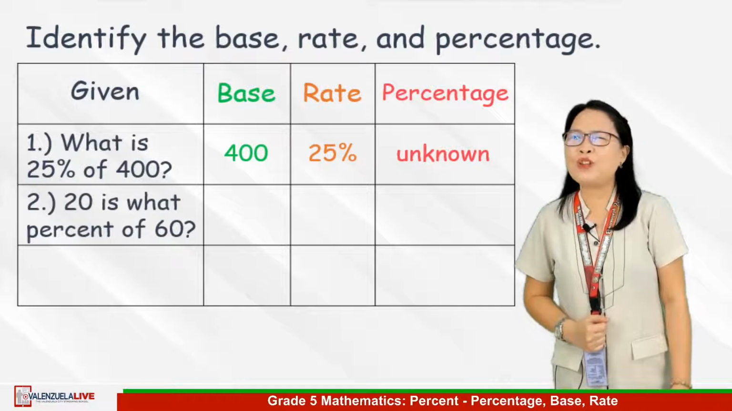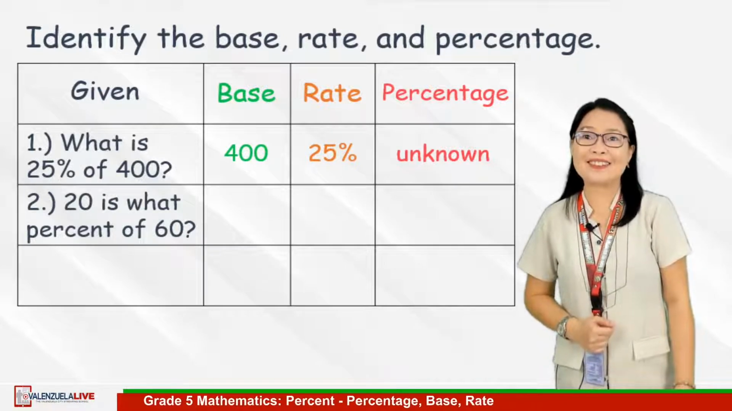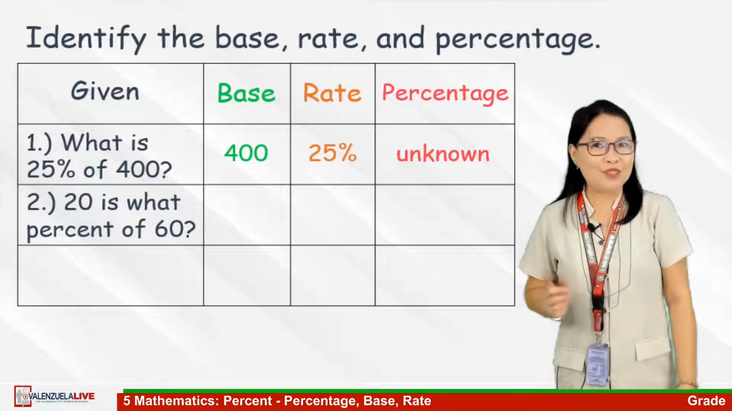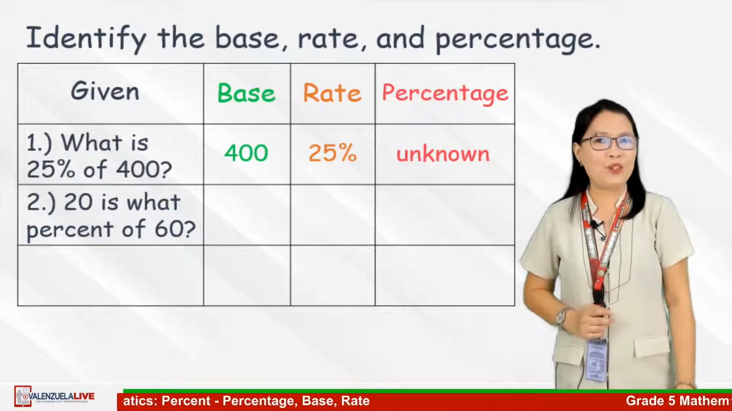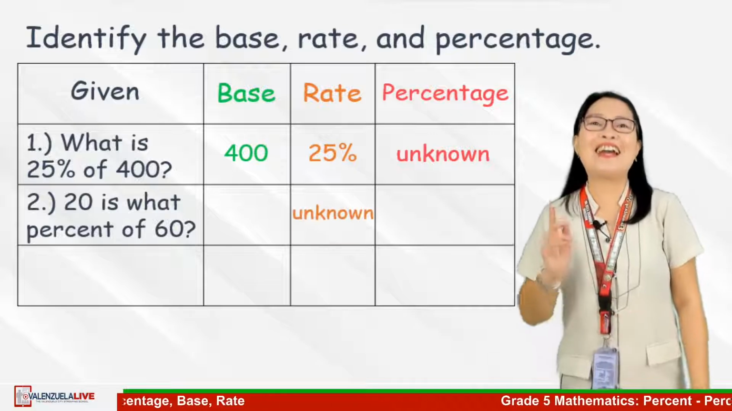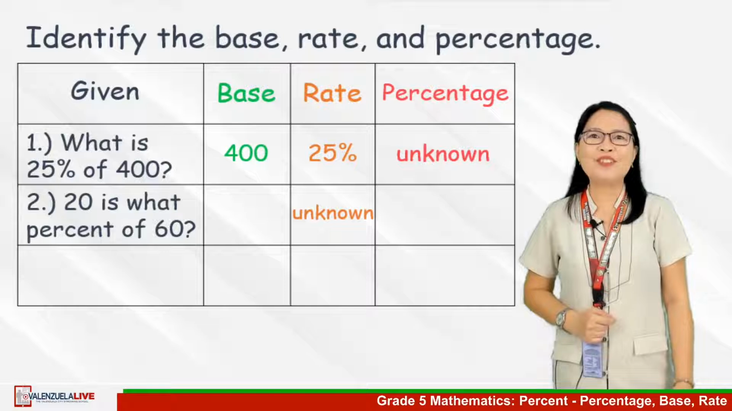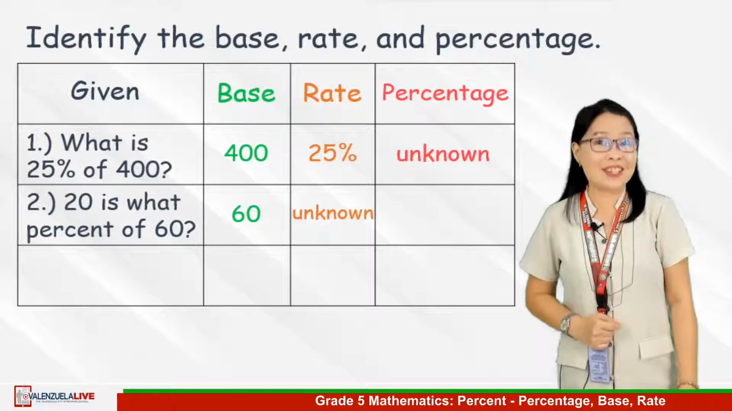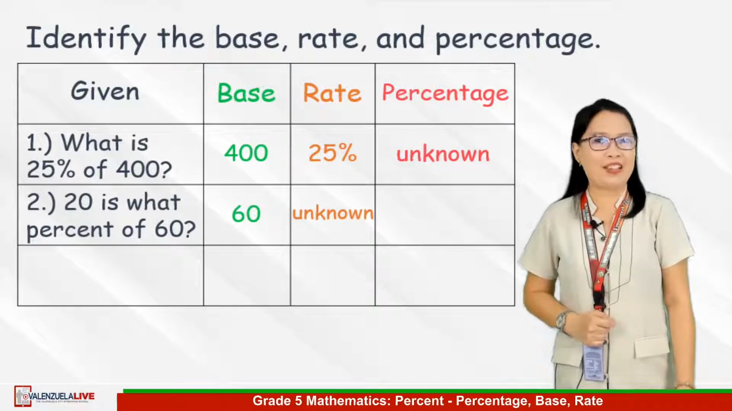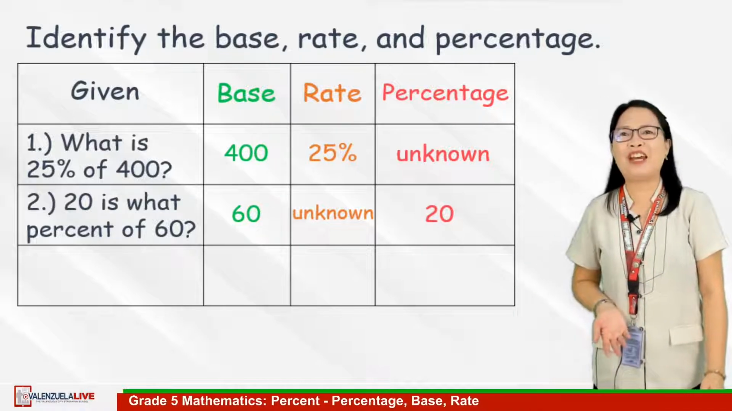For number two, 20 is what percent of 60? What do you think is the unknown here? The unknown is the percent. So percent is unknown. The base is 60 and the percentage is 20. Okay, how about number three?